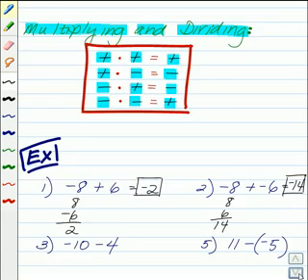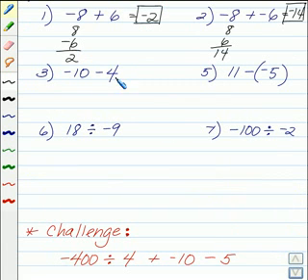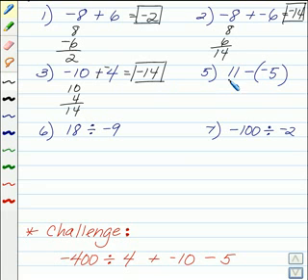Subtracting, I change to adding the opposite. -10 minus 4 becomes -10 plus -4. Now I follow my rules. The signs are the same, so I add 10 plus 4 is 14. Use the sign, -14. Again, I add the opposite. 11 minus -5 becomes 11 plus +5. 11 plus 5 is 16.